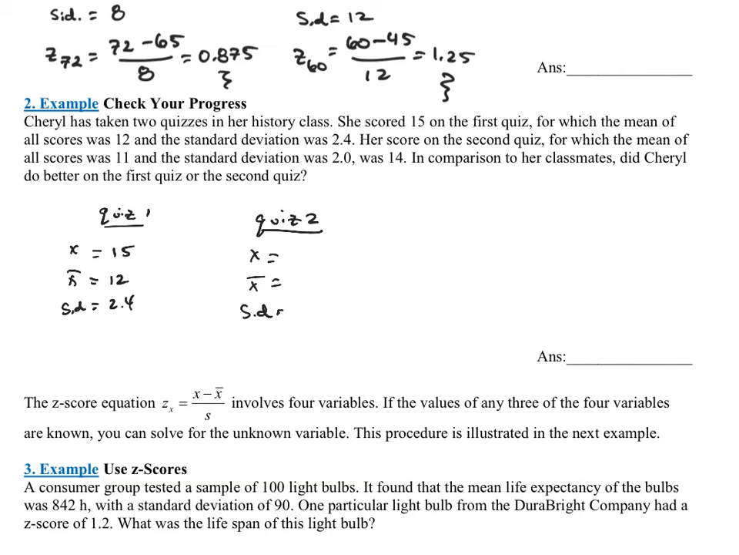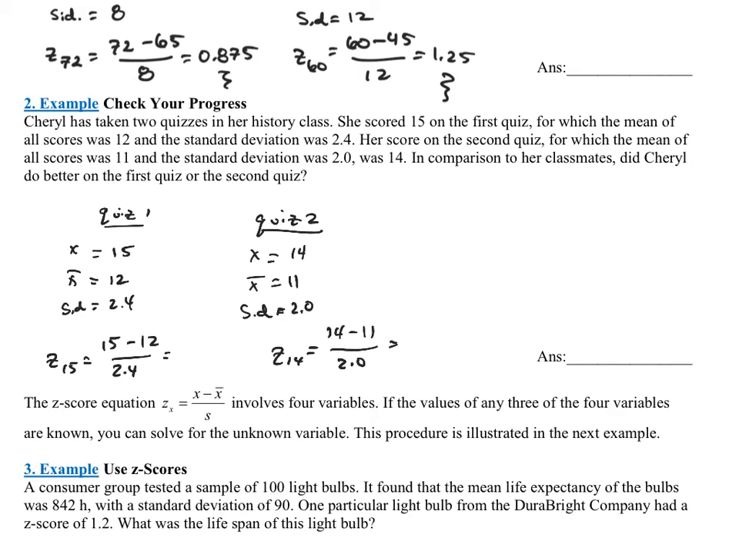Her score on the second quiz, for which the mean of all scores was 11, so the mean was 11, standard deviation was 2.0, and her score was a 14. So now let's calculate the z-score. The z-score for the 15 is the data, 15, minus the mean, 12, divided by the standard deviation, 2.4. The z-score for 14 is the data, 14, minus the mean, 11, divided by the standard deviation, 2.0, or just 2. Go ahead and put those into your calculator. Let's see what you get.